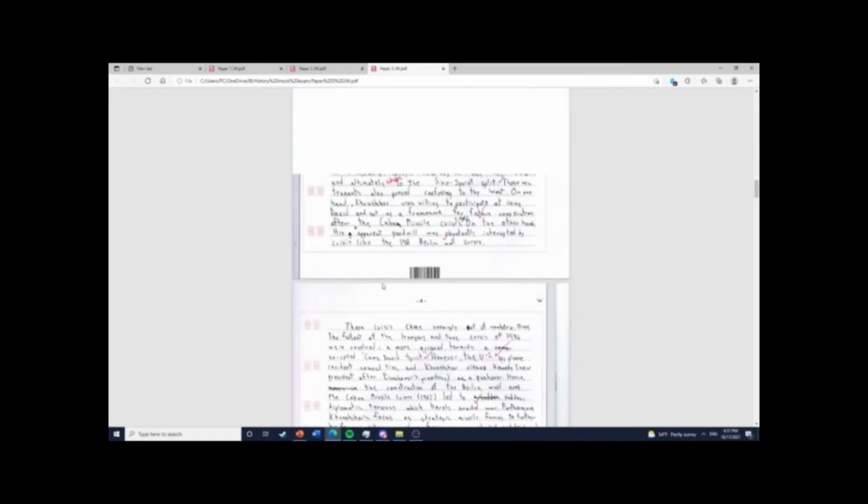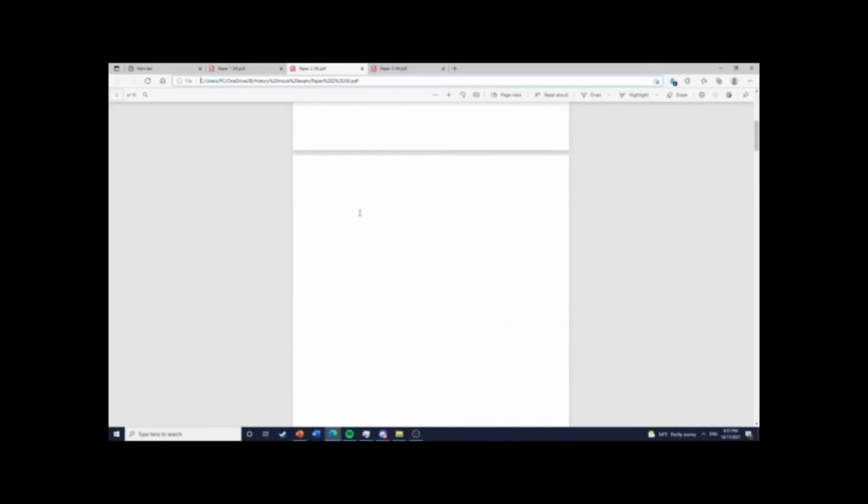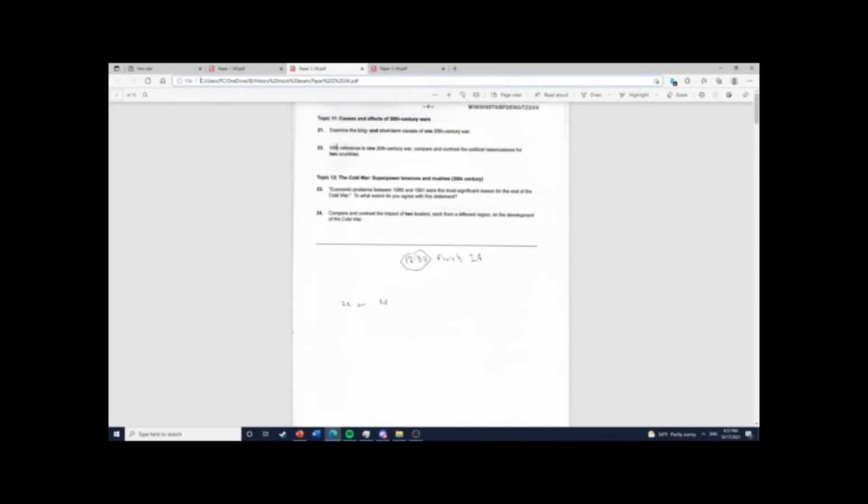Oh yeah. So for paper two, you normally choose two questions. When I scanned this, I didn't put all the questions. I only put these two topics, since I chose one question from topic 11 and one question from topic 12. But you guys have to choose one from each topic. So you can't do both Cold War questions, or both World War questions, or both dictator questions. You have to do one from one section and one from the other.